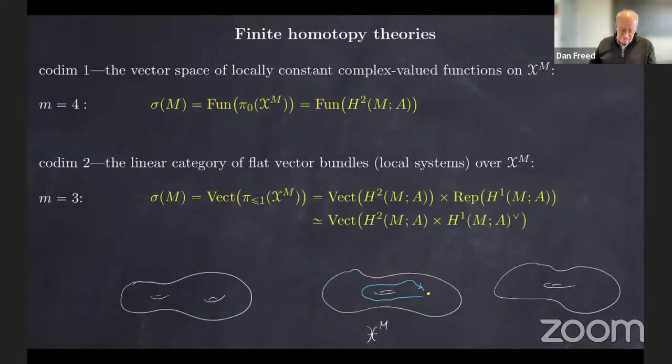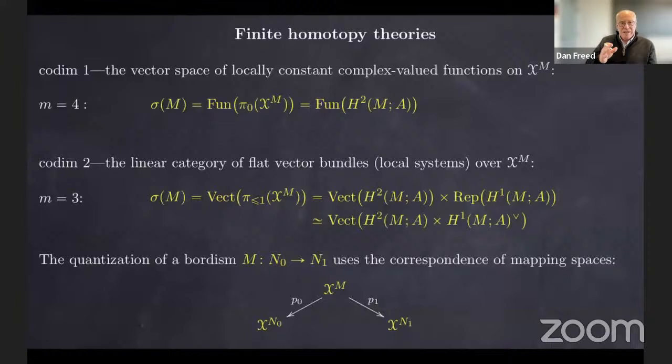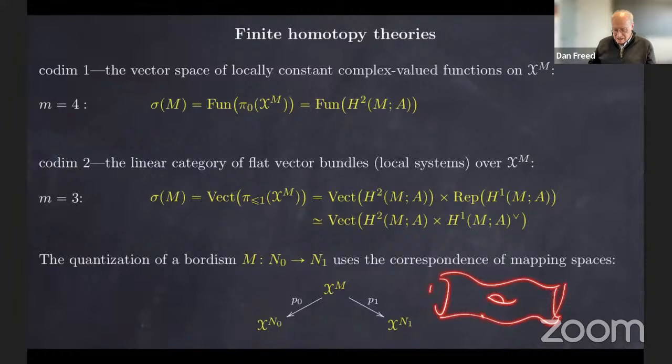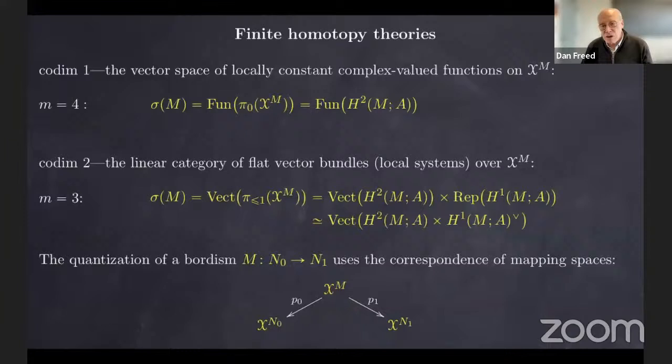And then we want to quantize bordisms, the correlation functions, linear maps, and so on. And that we do by looking at this correspondence of mapping spaces. If we have a bordism like this, I should have drawn, then if we have a field on the whole thing, we can restrict to the incoming boundary, we can restrict to the outgoing boundary, and that's what these two restriction maps are. And we'll do a usual kind of pull-push, where this push is really the finite, the homotopy version of the Feynman path integral.